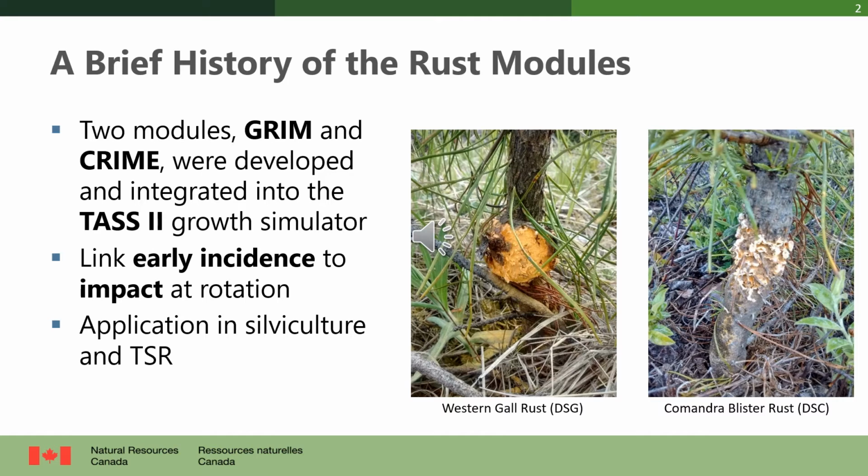Unfortunately, there is no field data available that would allow us to directly link levels of rust incidence at an early age to losses incurred at rotation. Thus, as an alternative, we gathered the data that was available and attempted to simulate the effects of these rusts in the TAS growth simulator. The modules have been programmed into TAS and have application in both silvicultural planning and timber supply review.